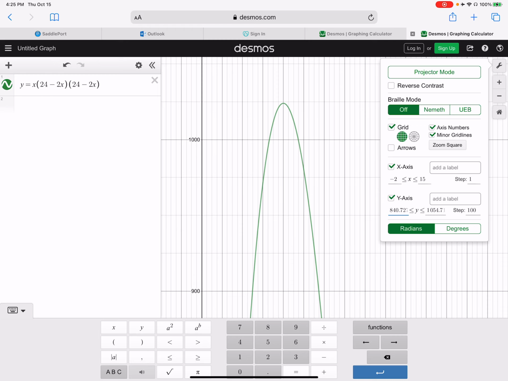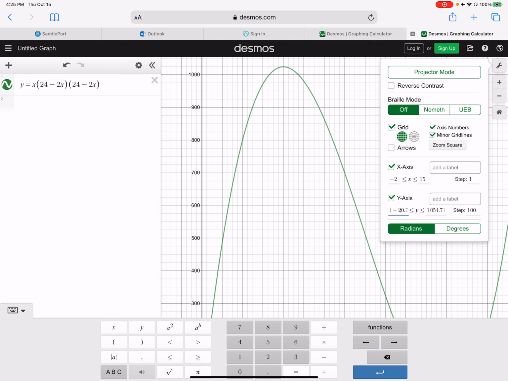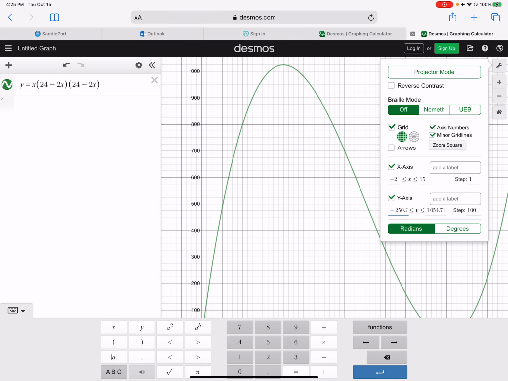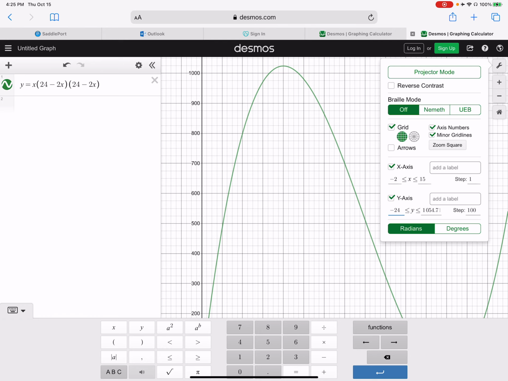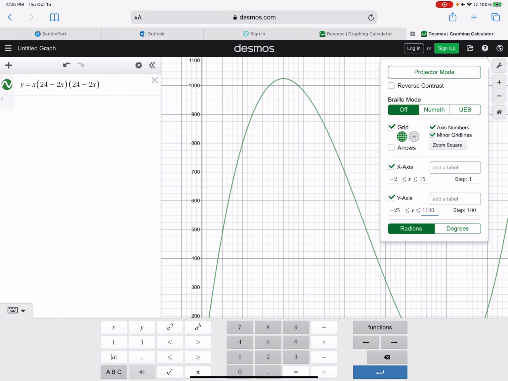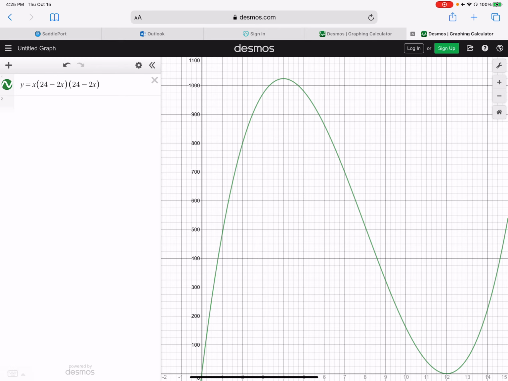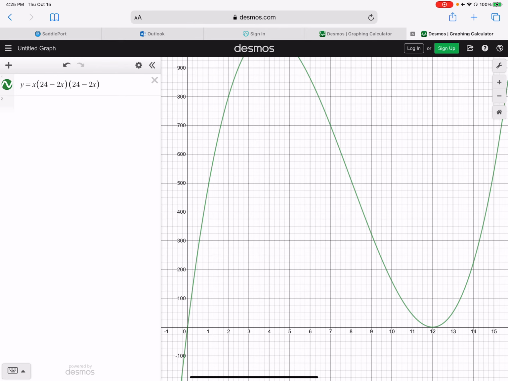So I could say -25, and then I need to get up to over 1,000, so maybe 1,100, and do the step by 100 or something. And then, yeah, I think that looks good. So I'm going to go ahead and just tap out, and then it's kind of there.